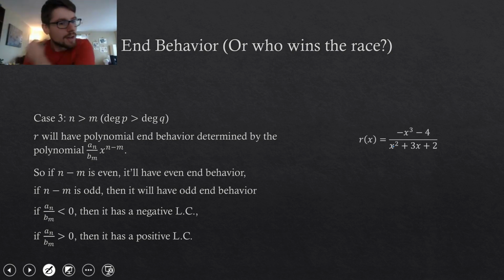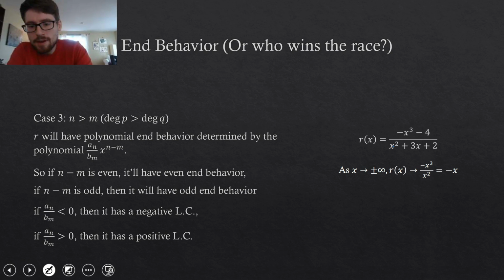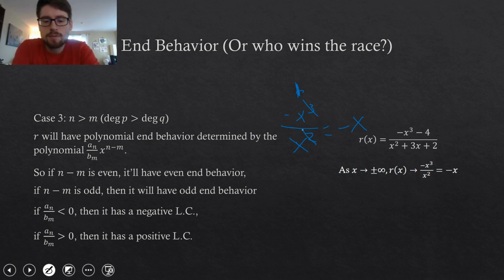So here's an example: negative x cubed minus 4 over x squared plus 3x plus 2. When we simplify this down, we have negative x cubed over x squared. You have 3 x's on top and 2 x's on bottom. This is going to reduce down to negative x, right? Because we're going to take away 2 x's from the top. So negative x is what that goes down to, and that's the end behavior.